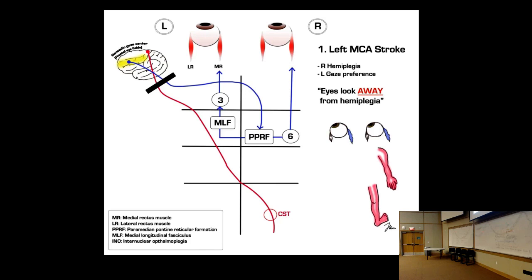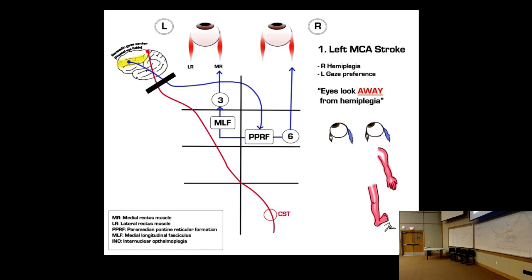Okay, so we're losing all of this input here to drive the eyes to the right, so the eyes get pushed to the left. And now which side of the body will be weak in a left middle cerebral artery stroke? Well, the left brain is moving the right side of the body, so we have right-sided weakness. Okay, and so weakness on one side of the body is a hemiplegia or hemiparesis. So notice that in a left middle cerebral artery stroke, the eyes look to the left, the right side of the body is weak, and we say that the eyes look away from the hemiplegia.